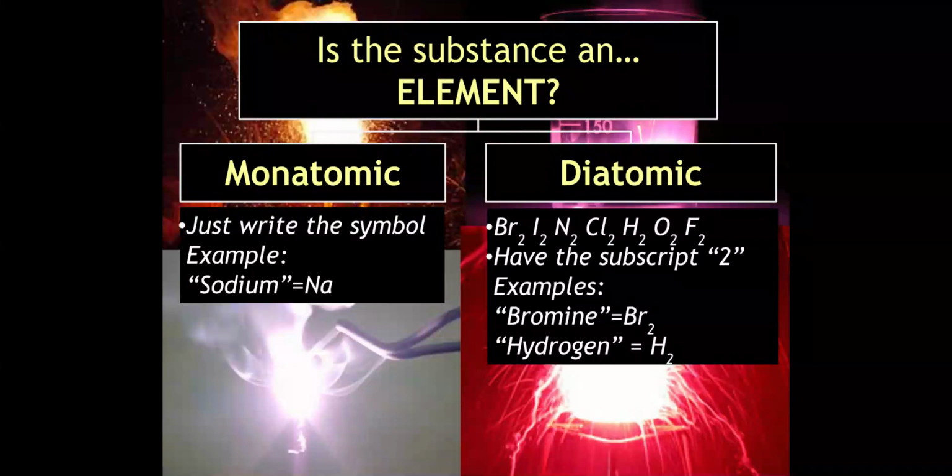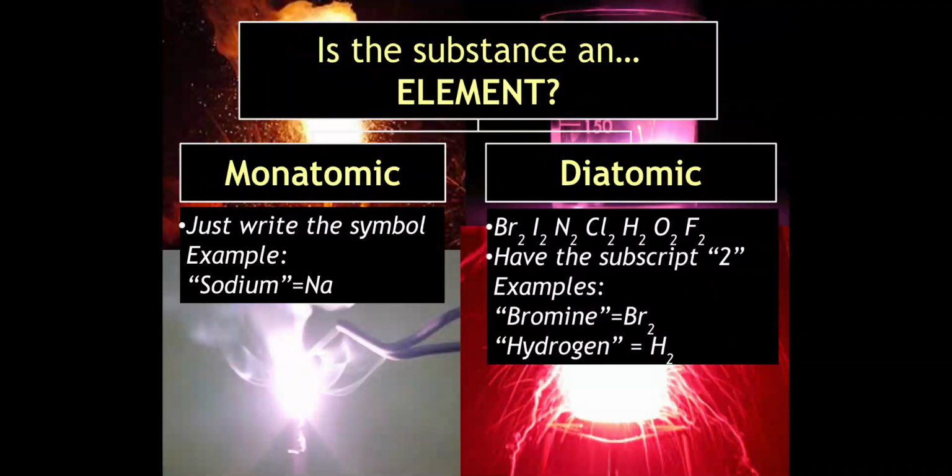Hydrogen would be another example. If I had a word equation that had the word hydrogen in it, then I would write the symbol H and put the little 2 next to it because hydrogen is diatomic.